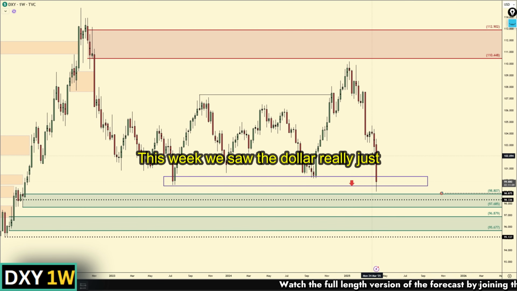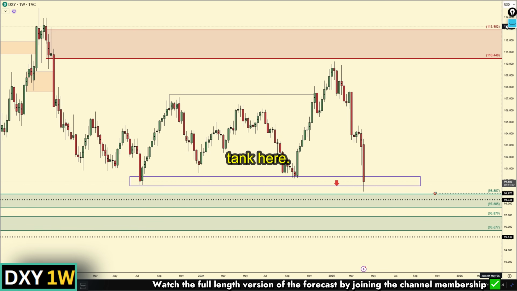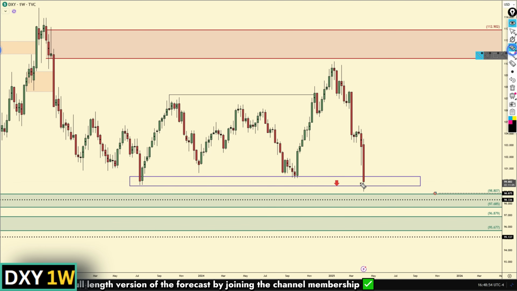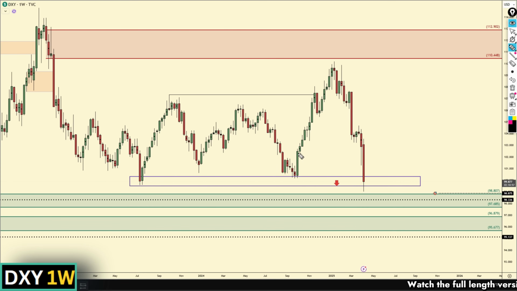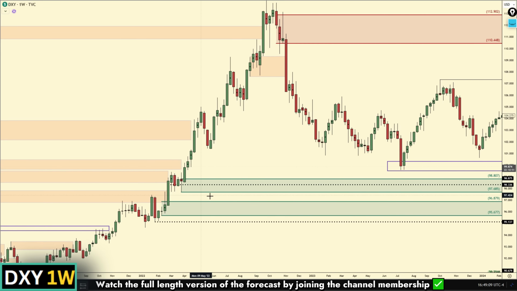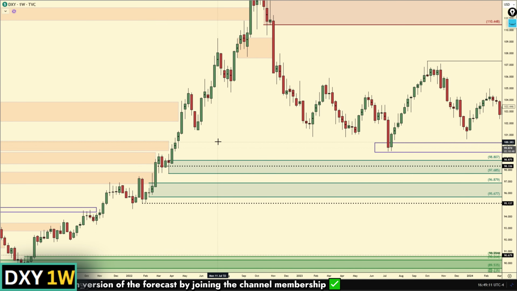This week we saw the dollar really just tank here, and we have pretty much almost contacted this weekly area of demand. Now, this rectangle box here, this purple box, is what I call a support liquidity area, meaning there are stop losses going to be placed underneath this area. And if you notice, we have two weekly demand zones that I think are high probability in my opinion.